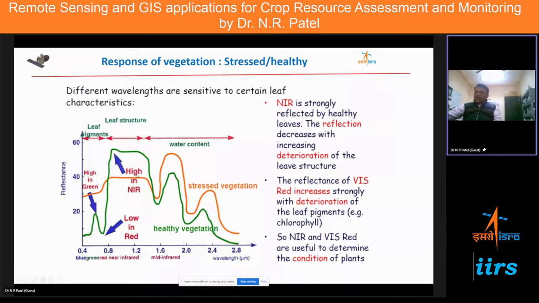If it is stress vegetation, this cell wall gets ruptured. As a result, scattering may not take place, so reflectance will go down. Another one is the water absorption band. Here there is water absorption, because of the water thickness in the leaves. If the plant has more water-containing leaves, absorption of this wavelength will be more compared to the stress vegetation. So here you will find 3 dips. All these regions help to form different kinds of vegetation indices for drought monitoring.